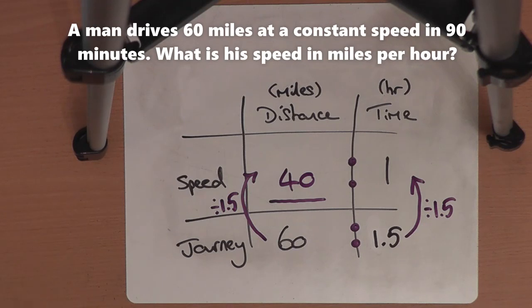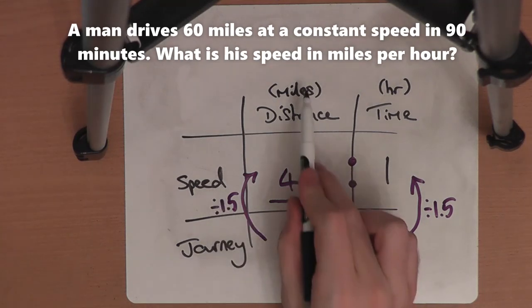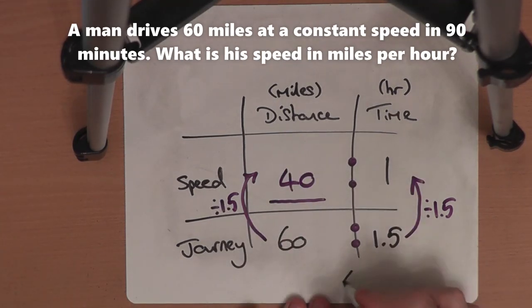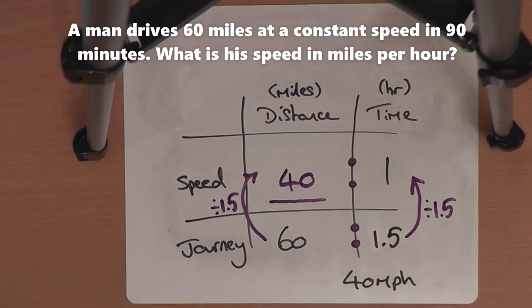So we pull that out of the question at the end. The question says, what is his speed in miles per hour? The speed, 40 miles in 1 hour, so the speed must be 40 mph, 40 miles per hour.